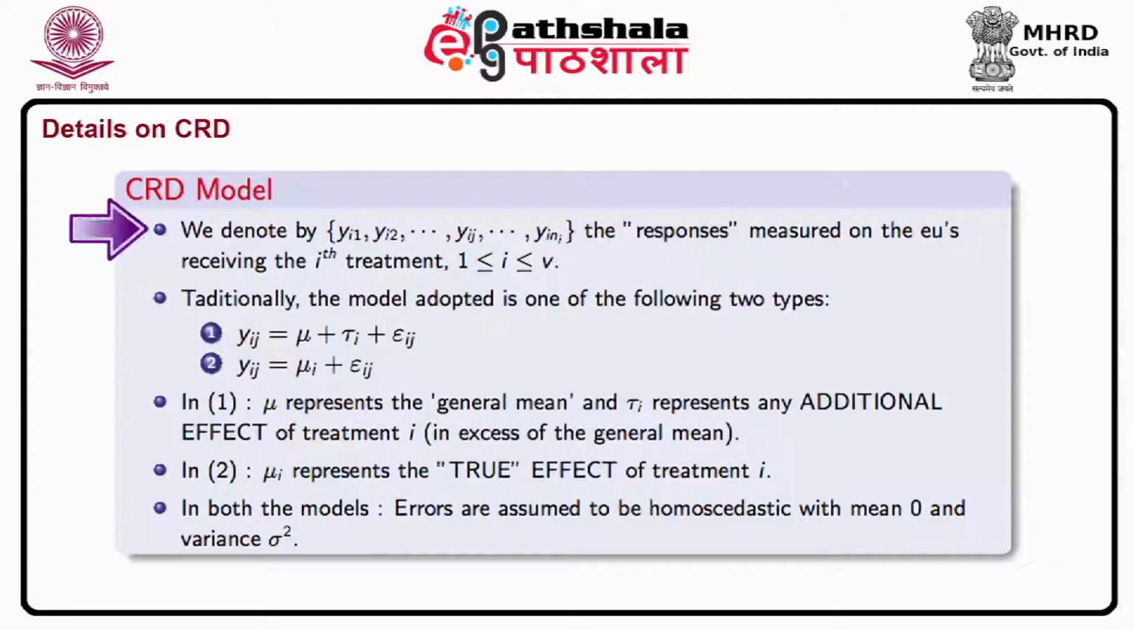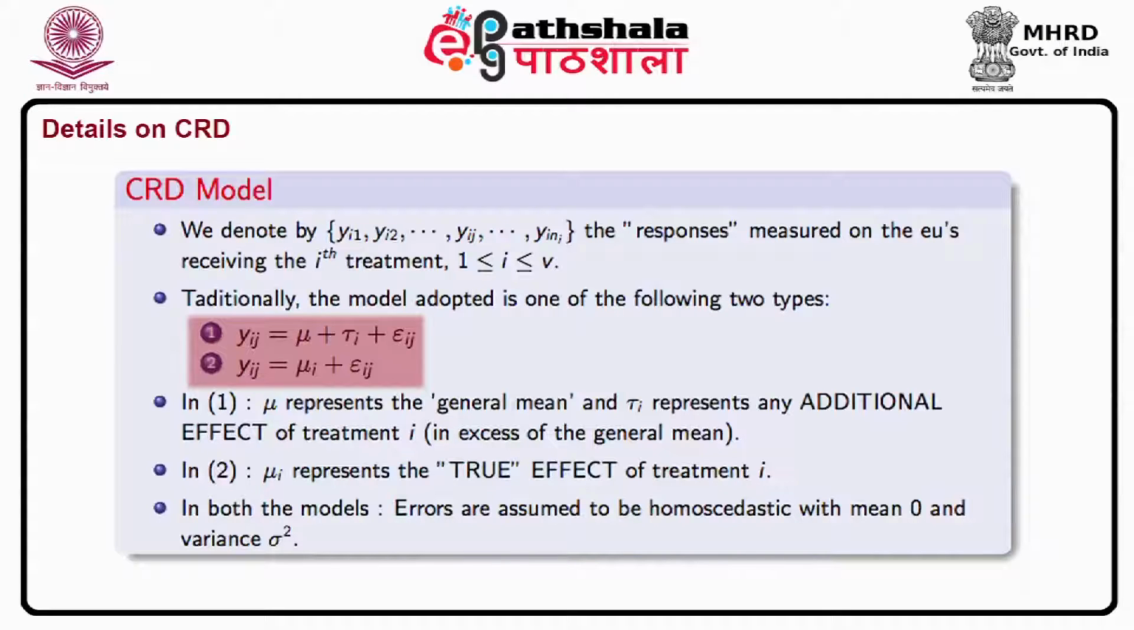Continue, please. And here, obviously, i runs from 1 to v, over as many treatments as there are available in the experiment. Yes, and v is the number of treatments. Right. Yes, sir. Now, traditionally, the model adopted is one of the following two types: yij = mu + tau_i + epsilon_ij, and the other one is yij = mu_i + epsilon_ij.